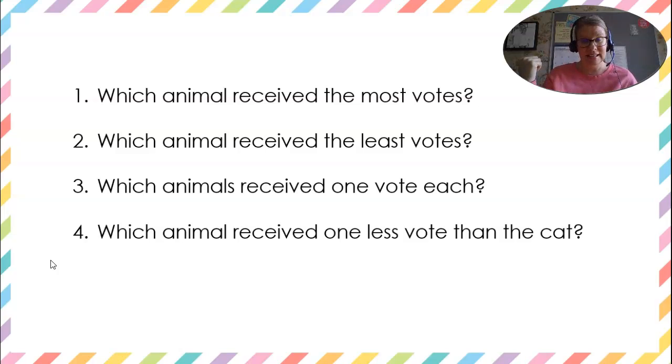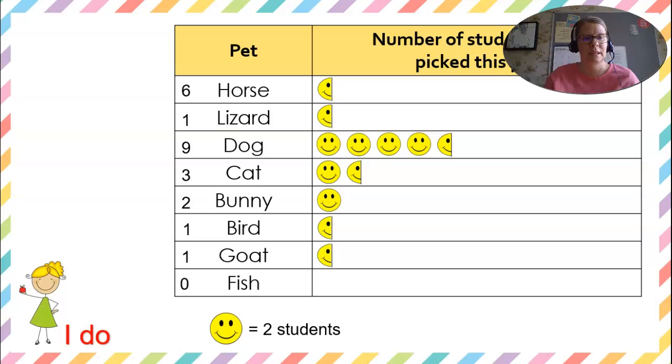Okay, and my final question for these graphs, which animal received 1 less vote than the cat? Okay, so we have to know first how many votes did the cat receive, and then which animal received 1 less than that. So let's take a look. The cat received, we know that smiley face represents 2. 2, 3. So the cat received 3 votes. Which animal received 1 less than that, or 2 votes? And I could see here the bunny received 2 votes.